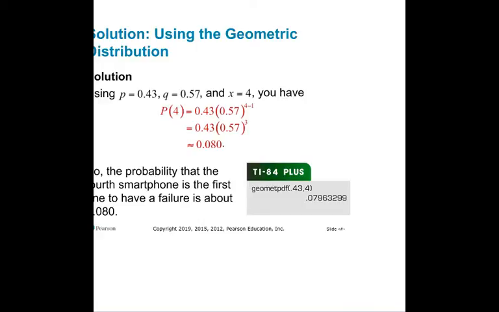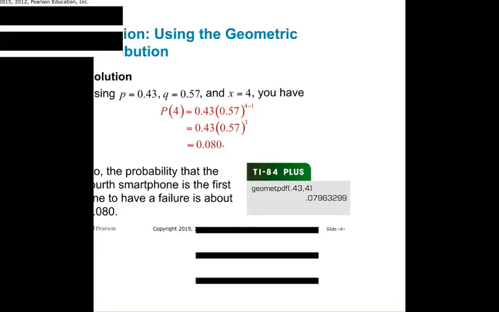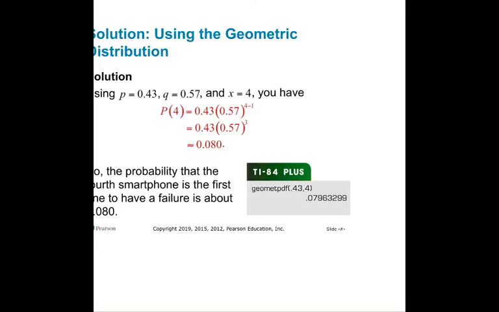So we can actually do this in the TI-84. We got the geometric probability distribution function. Success is going to be 43%, and we want that to occur on the 4th try. Let's see if we can do that really quickly. I'll just put it here. Should be there.